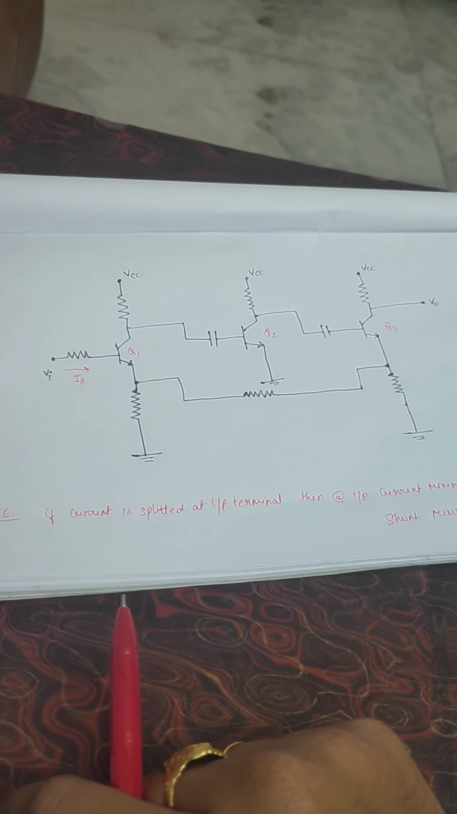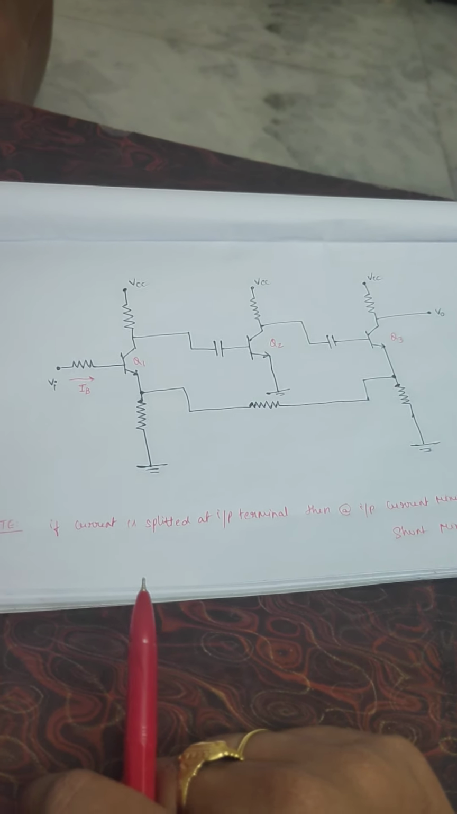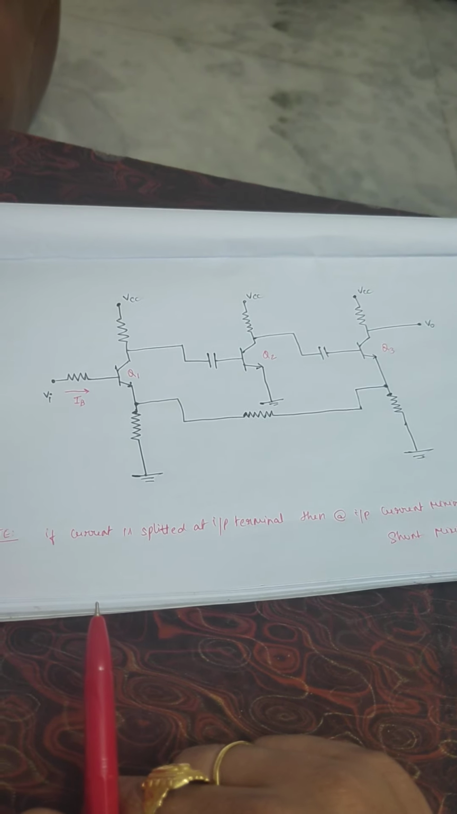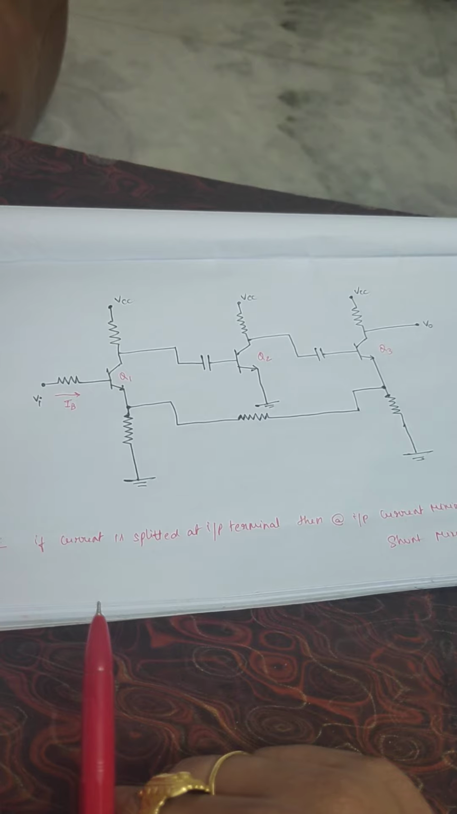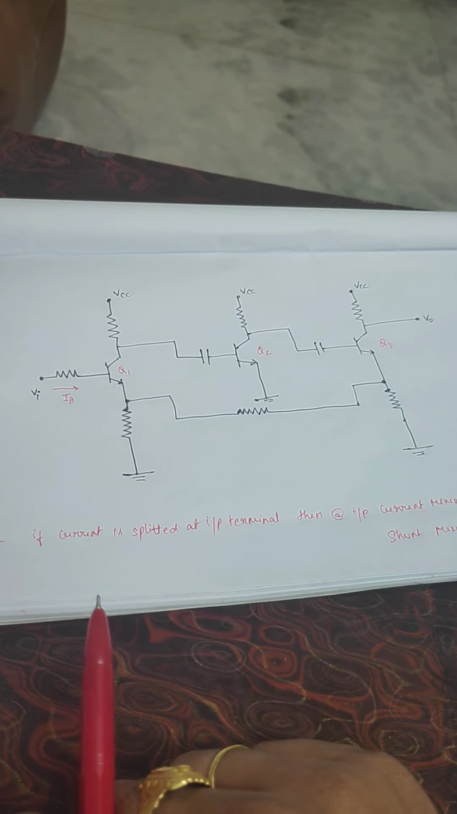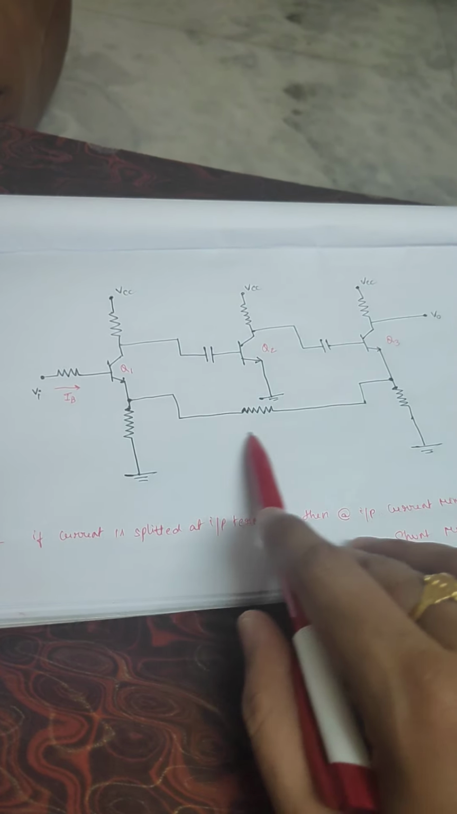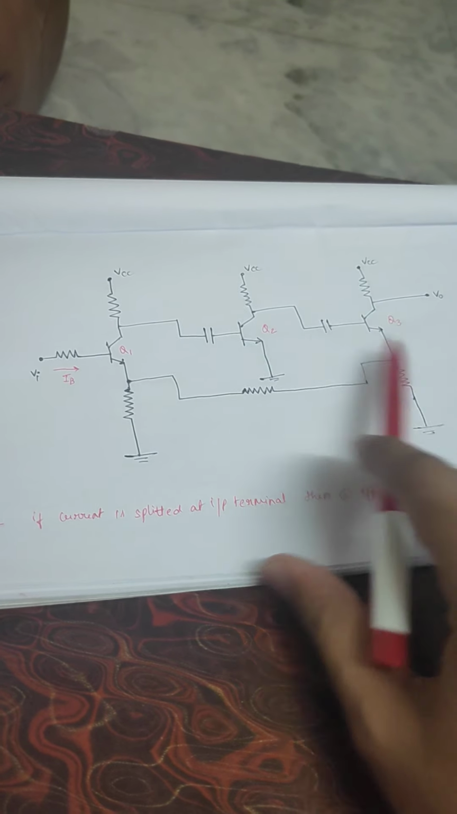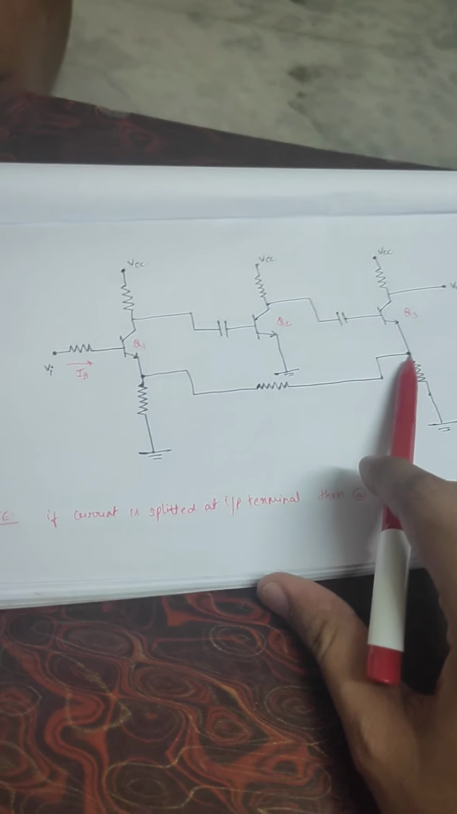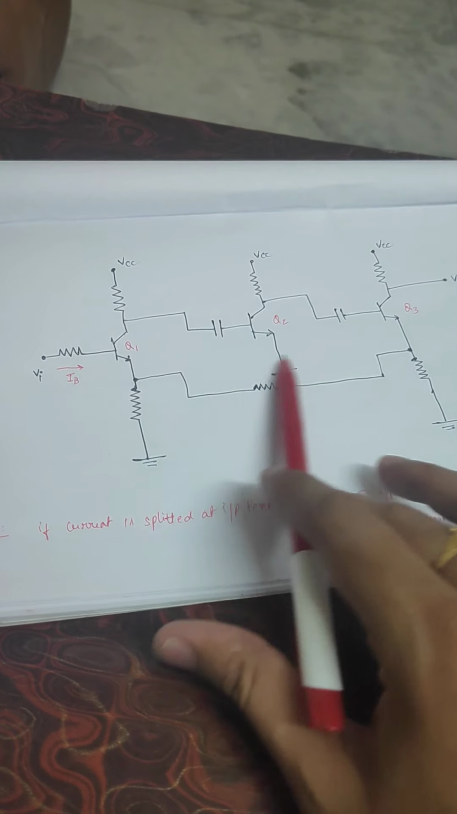Good afternoon, students. Today I am going to explain how to identify the topology of a given transistor amplifier circuit. The circuit can be either a single stage or a multiple stage amplifier. Here I have considered a 3-stage amplifier section. You can see 3 transistors here, Q1, Q2, Q3. Transistors can be seen cascaded in nature.